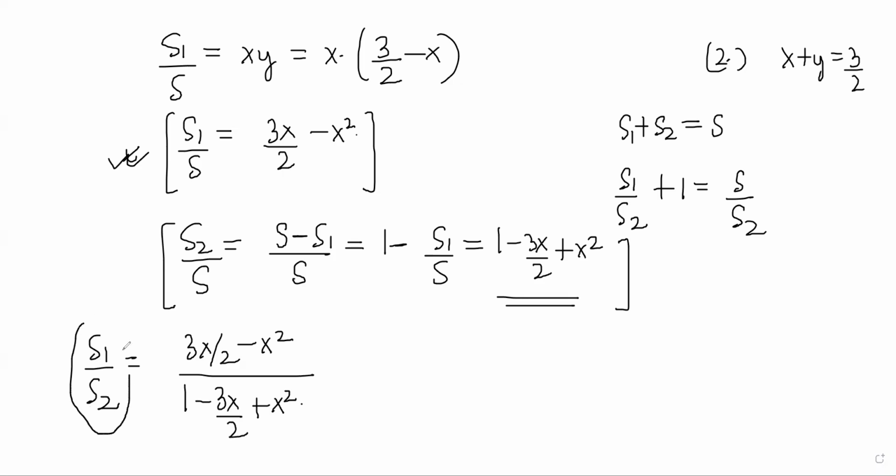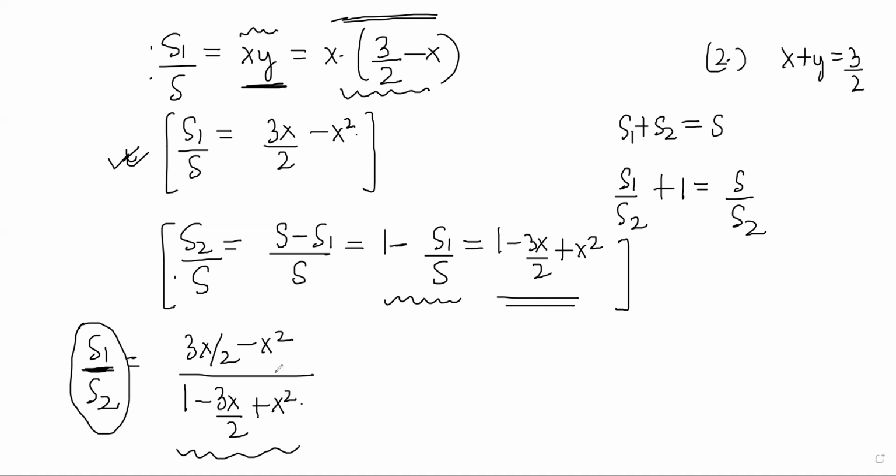And now S1 by S2 has come as a function of one variable, right? It is a simple function of one variable which we can do maxima minima on. What have I done here? I have used the ratio of the areas to convert it like this. And xy was coming as the ratio of S1 by S. I converted into a function of one variable. And S2 by S was 1 minus S1 by S. So that became this. And S1 by S2 is coming out to be this value. Now we just have to do maxima minima for this.